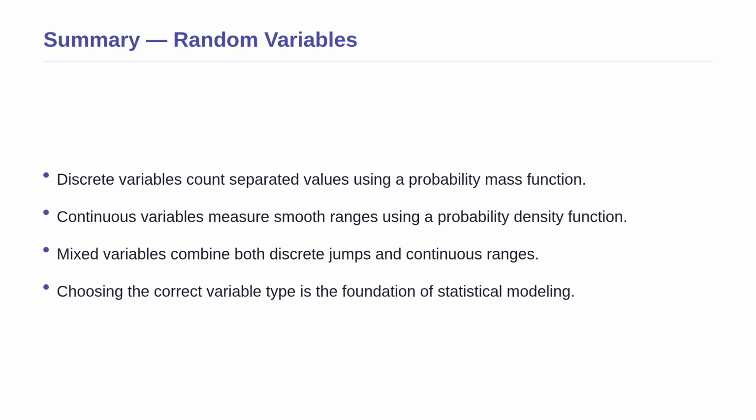We have covered a lot of ground today. Remember the three main takeaways. First, discrete variables count separated values, like stairs, using a probability mass function. Second, continuous variables measure smooth ranges, like a ramp, using a probability density function and integrals. Third, mixed variables combine both approaches. Mastering these distinctions is the foundation of all statistical modeling.